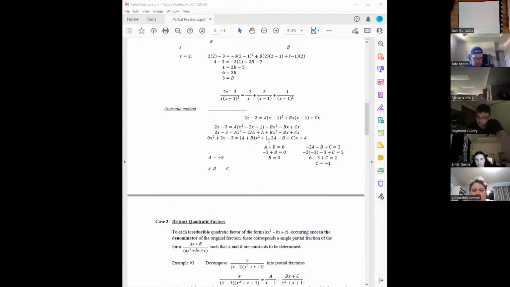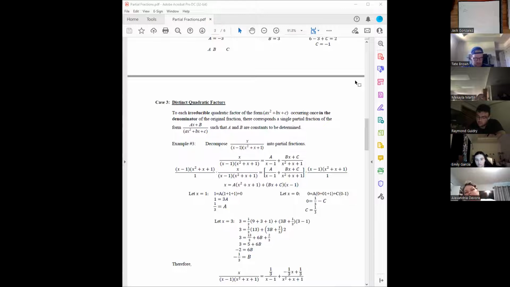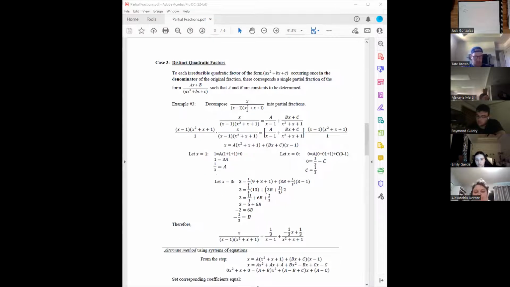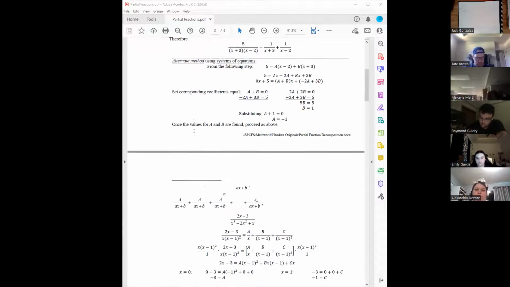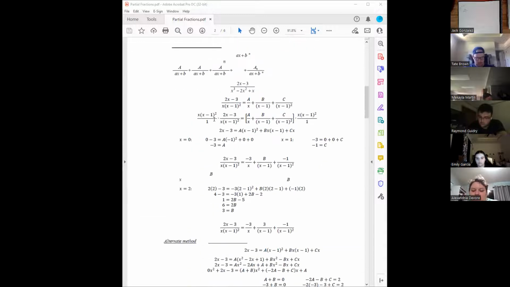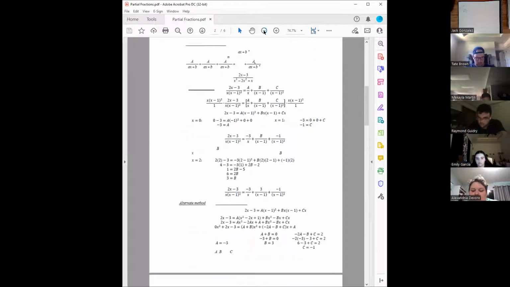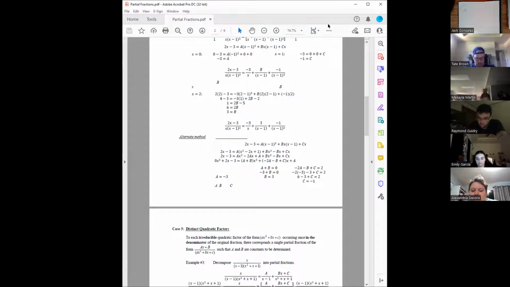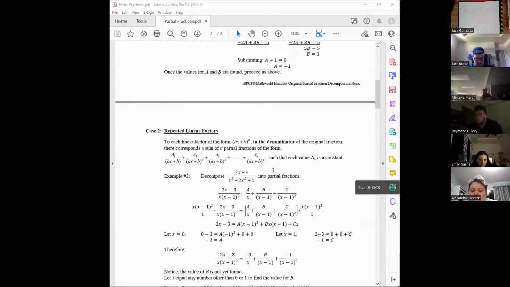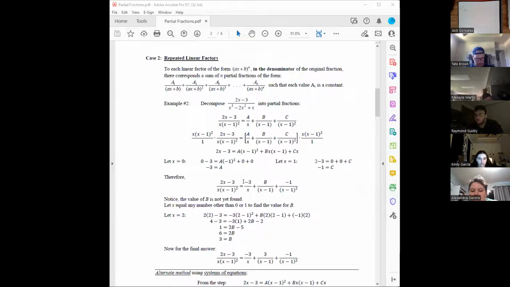So case 2. Case 2 had case 1 and no, where is case 2? Sorry, went too far. Am I missing a page? I get messed up. Yeah, Adobe did mess up. There we go.